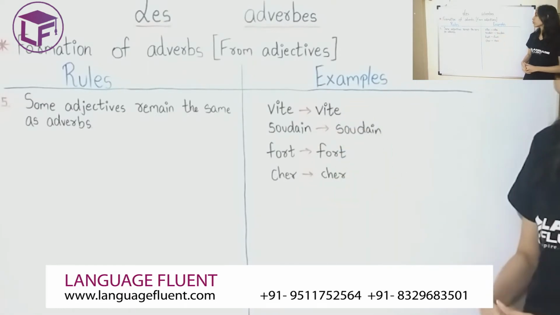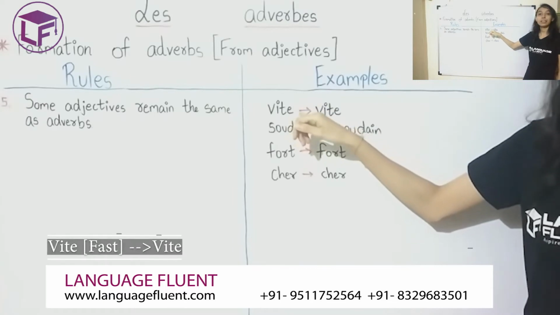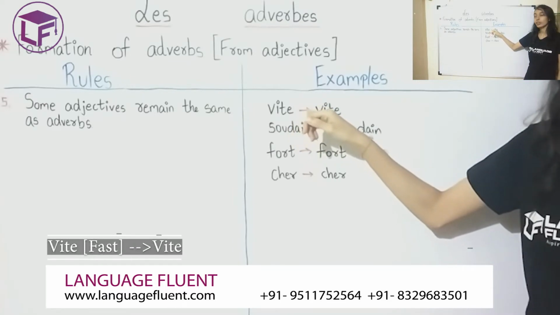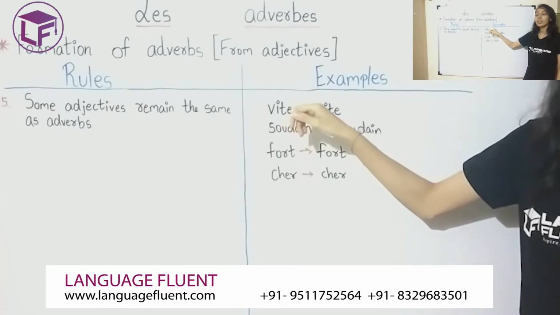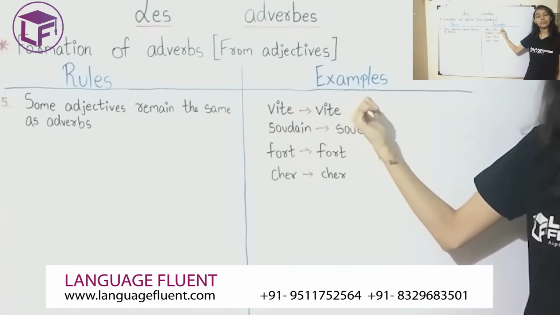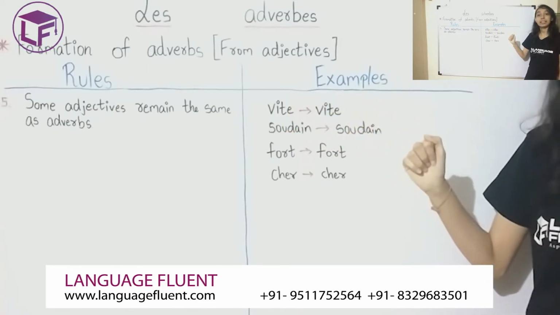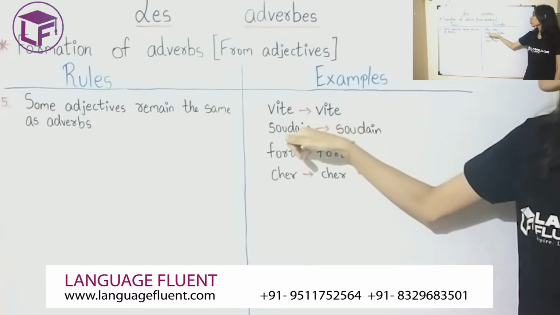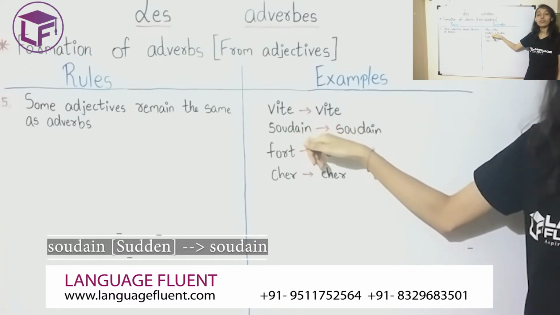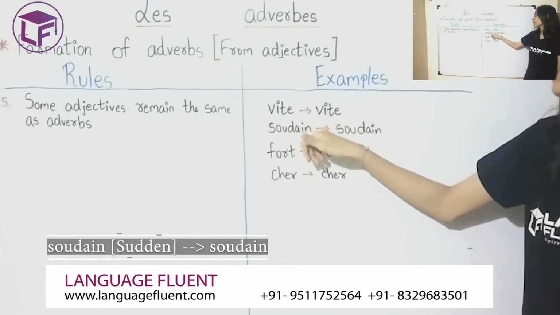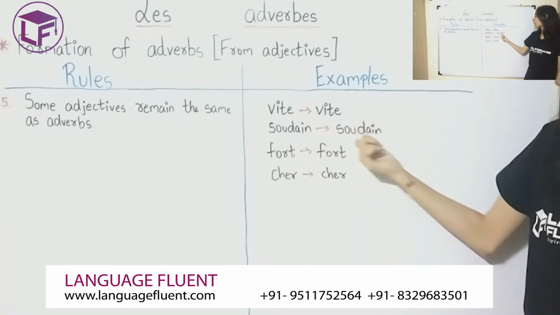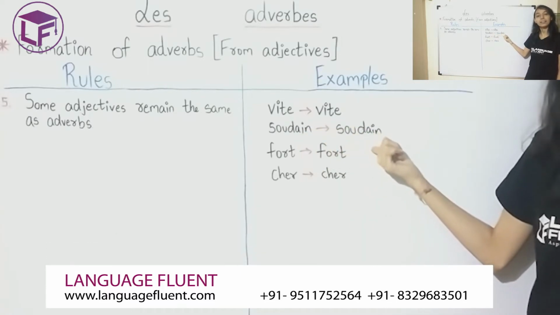For example, we have vite. Vite means fast in English. So vite is an adjective and this is an adverb as well, so it remains vite itself. Then we have soudain, which is sudden. This is an adjective and soudain is an adverb as well.